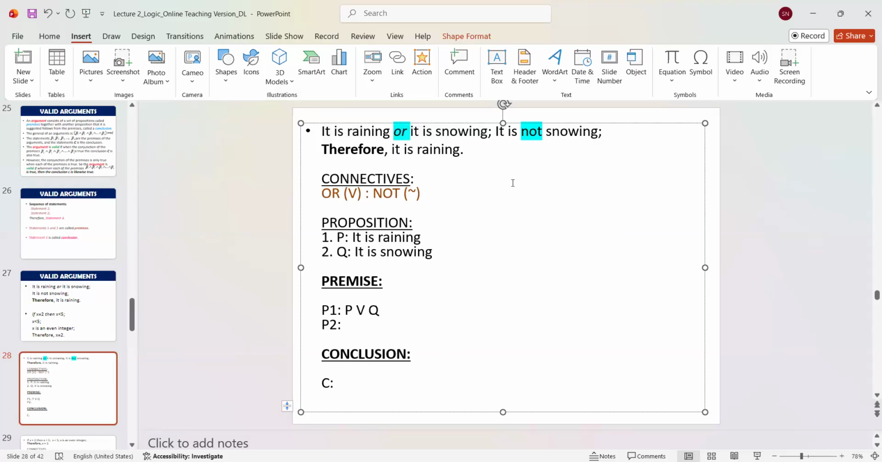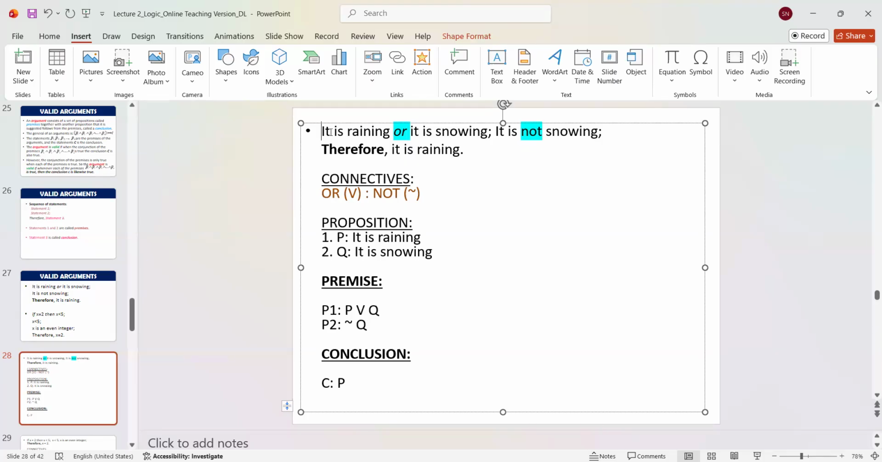Okay, that's premise 1. Now premise 2, from here up to the next semicolon, is talking about snowing, which is Q. But what is the connective in front of Q? Not. Good. So my second premise is negation of Q. Now, we are hinted with the word therefore. That word tells us that what is coming must be my conclusion. So I am done with the premises. So therefore, the word therefore, the next statement that comes must be my conclusion. And my conclusion says it is raining, and raining is P. So at the P side, the conclusion side, you are going to write P here.